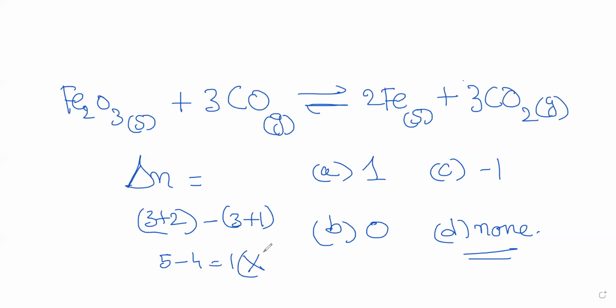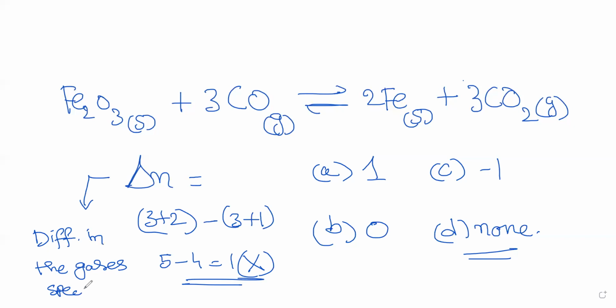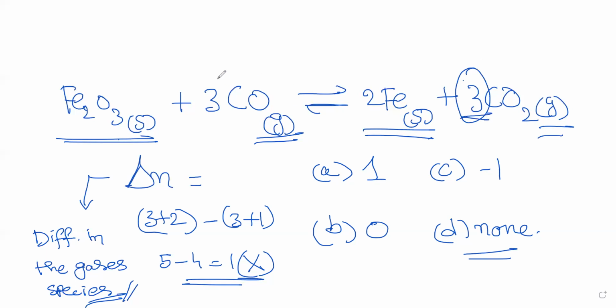But this is wrong. Why? I told you in the beginning, delta n is what? Please read that statement, very, very important. Difference in the number of moles of the gaseous species only. Gaseous species: this is iron, solid. Fe2O3, iron oxide, that is a solid. This is a gas here. Only gas you have to consider. Here, gas is 3, here it is 3. 3 minus 3 is 0. B is the right option.